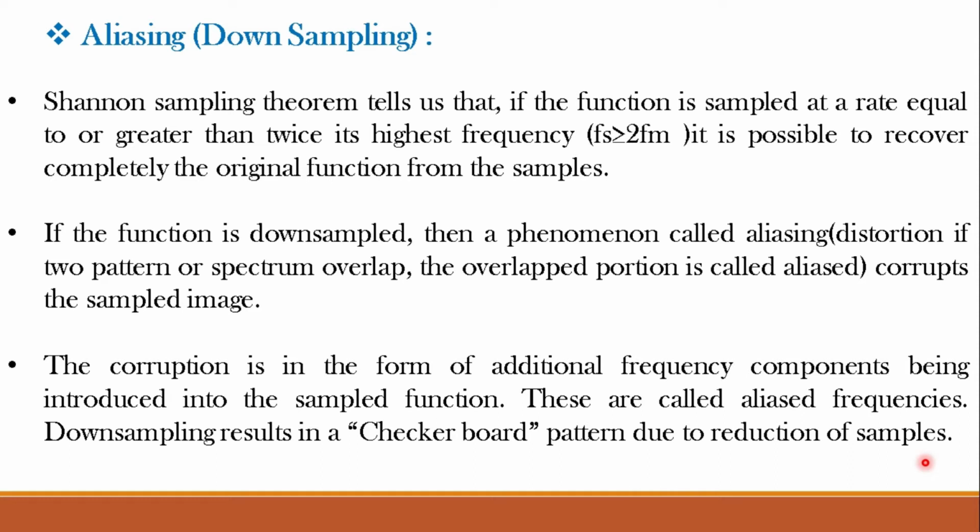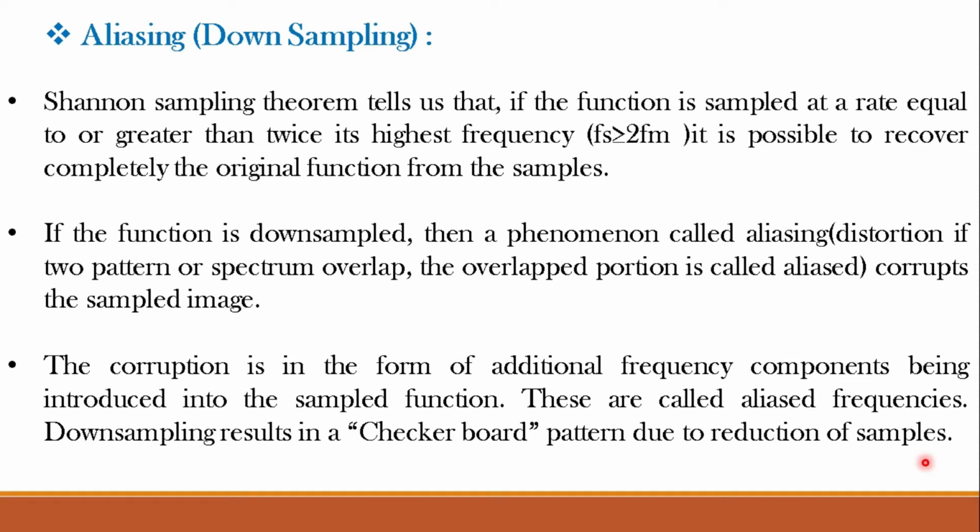So that is the effect that is observed when we are doing downsampling. For example, say a car is moving. When you are seeing a moving car in a movie, initially when the speed of the car is low, you will feel that the wheels are moving in a clockwise direction.